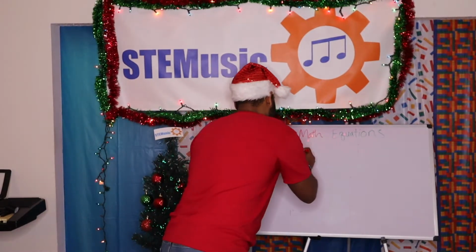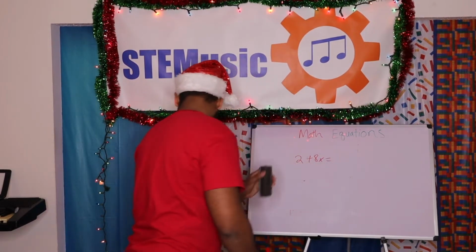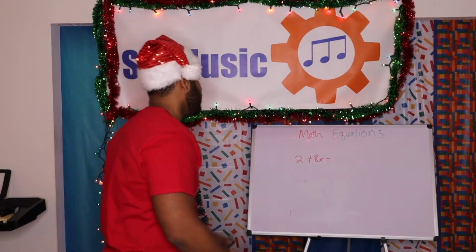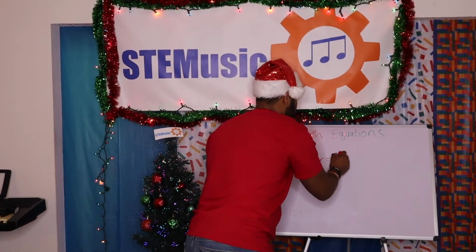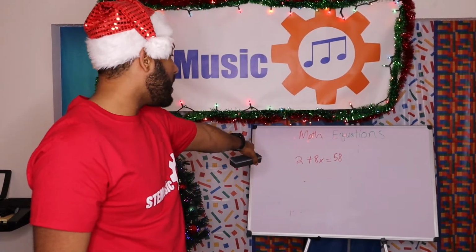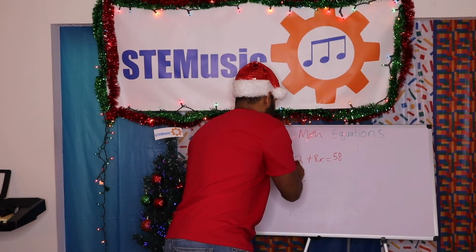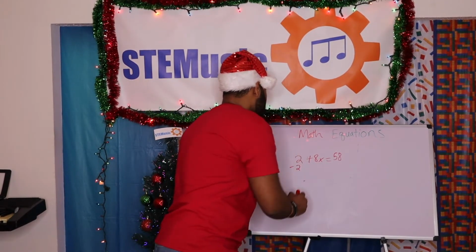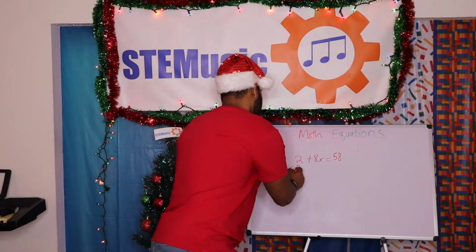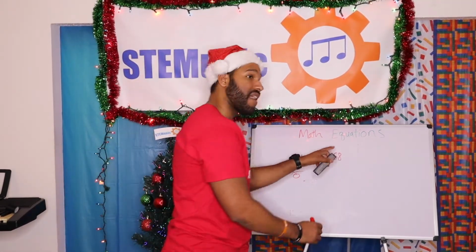2 plus 8x equals 58. Now, similar to the other problem, I wanna take that 2 and get it to the other side. Let's get rid of this 2 over here on the left side. So I'm gonna subtract that 2 away to both sides. This goes away because that's 0, but you have to do it on the other side.